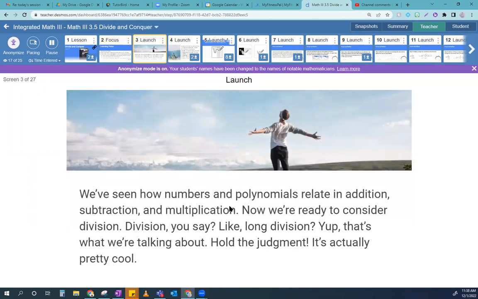So we've seen how numbers and polynomials relate in addition, subtraction, and multiplication. And now we're going to consider division. Division, you say? Like long division? Yep, that's exactly what we're talking about. And hold the judgment. It's actually pretty cool. You haven't necessarily long divided in a long time, because you guys have access to calculators. Now, our calculators are really great, but they don't necessarily know how to divide polynomials, right?